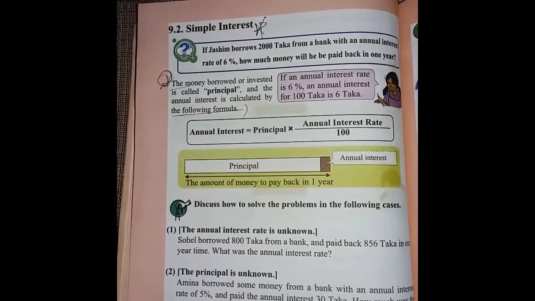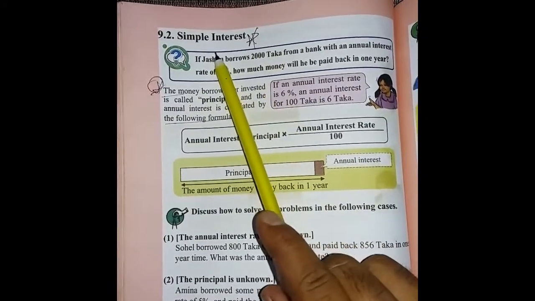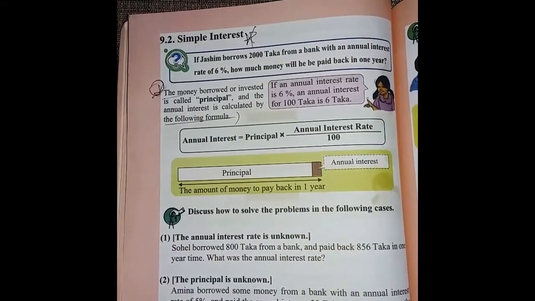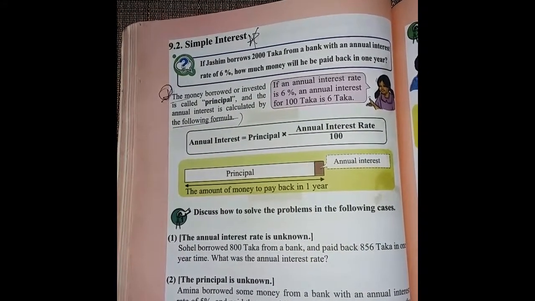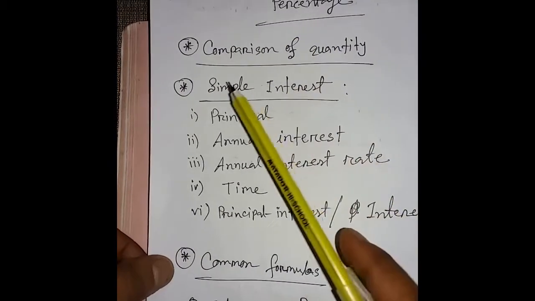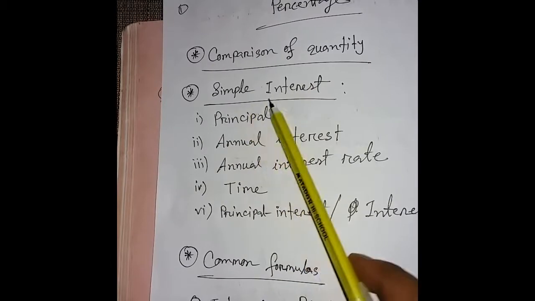Now you can see simple interest. Have you seen that? Yes, simple interest. So simple interest, here are some components in this simple interest. If I want to show you, here you can see simple interest. What are the components included in simple interest?